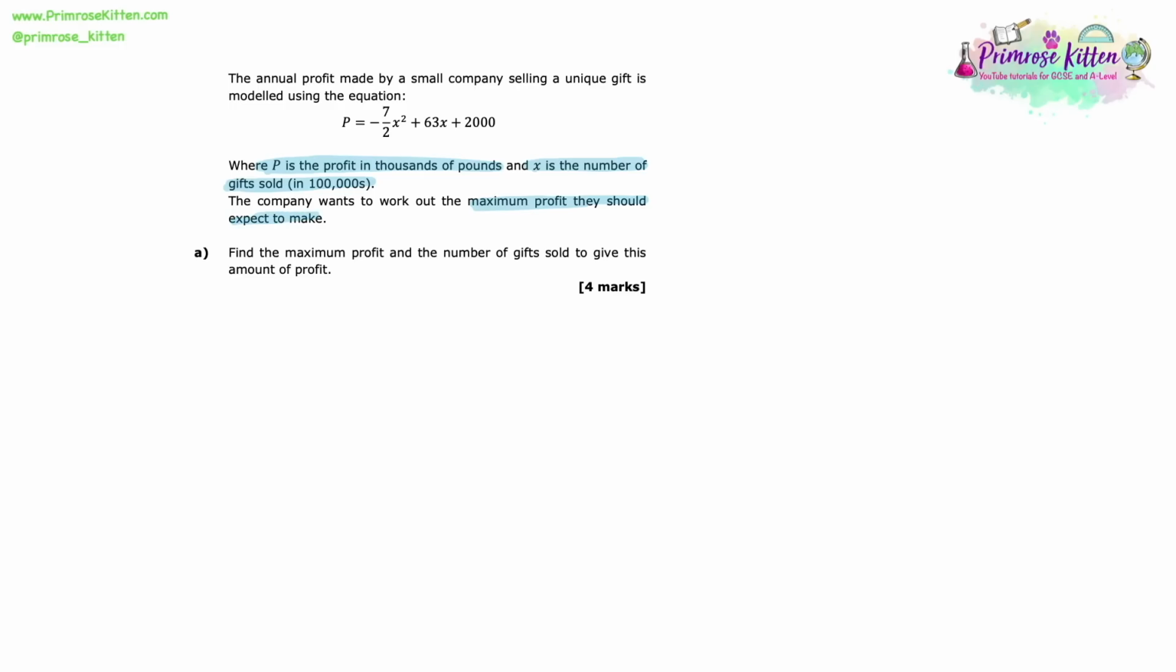Here we're asked to find the maximum profit and the number of gifts sold to give this amount of profit. And there's two methods we can use here. Because this is a quadratic equation, quite commonly we'd have to do this by completing the square. However, because we're talking about maxima, we could also differentiate. Now that's going to be the method that I choose here. However, both are solid and quite often we will have to complete the square. It depends on what information we're given.